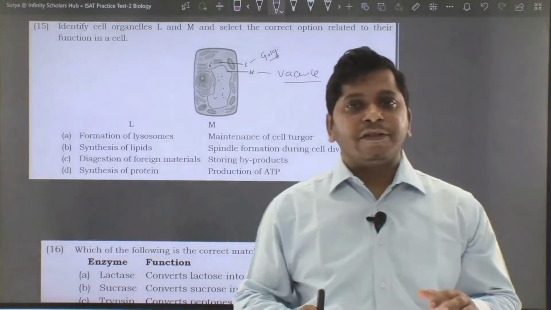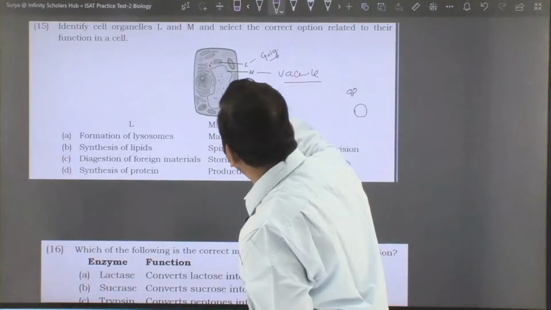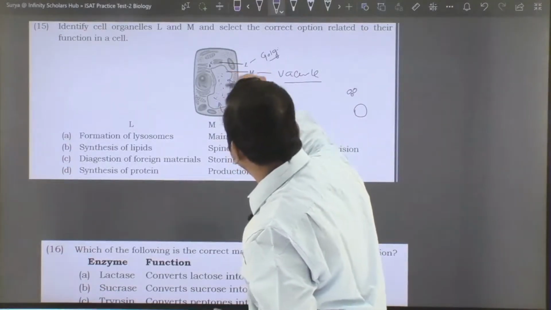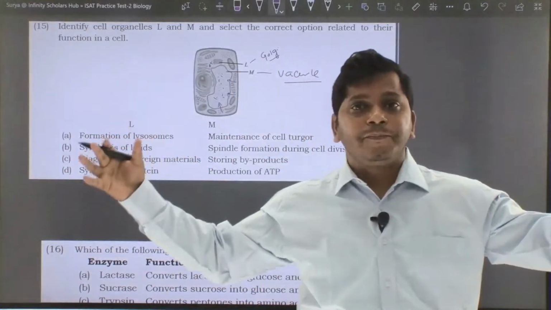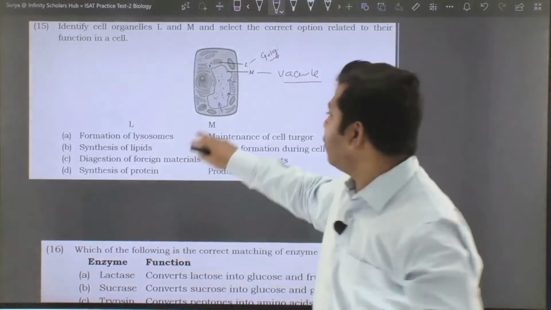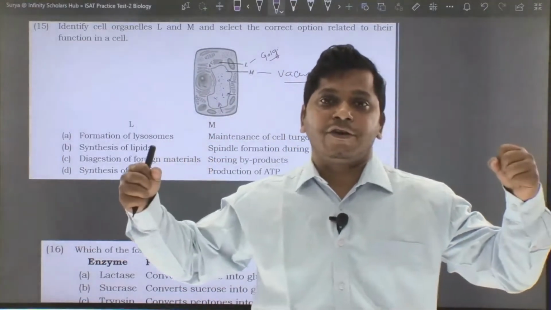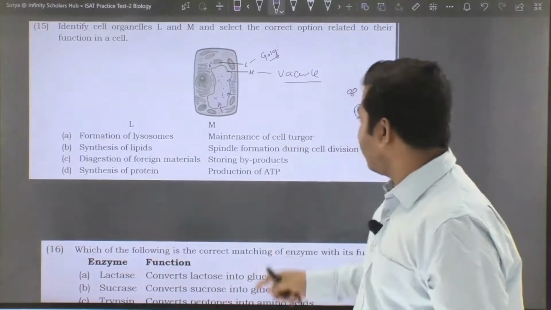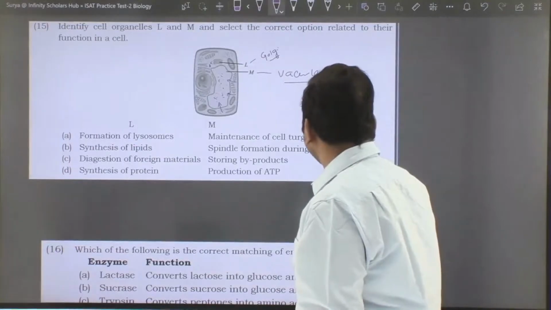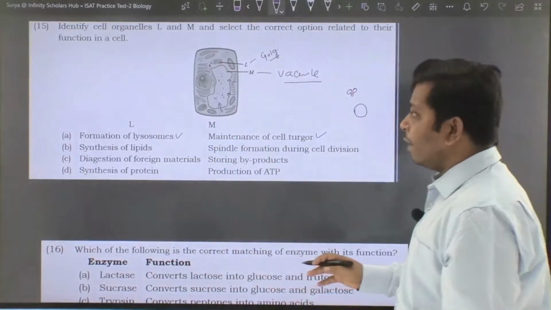As the water potential decreases, what will happen? Water from the cytoplasm will move in. As water from the cytoplasm moves inside, the size of the vacuole is going to increase, and when the size increases, it will always keep the cell in a turgid, expanded state. So that is why this answer is the correct option. So this is correct and this is correct. Therefore option A is the correct answer.